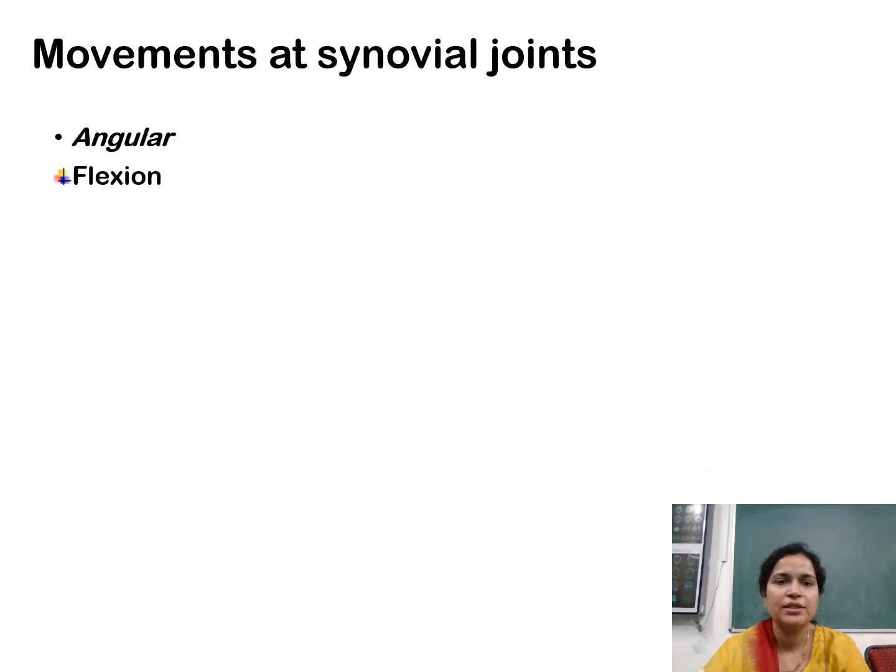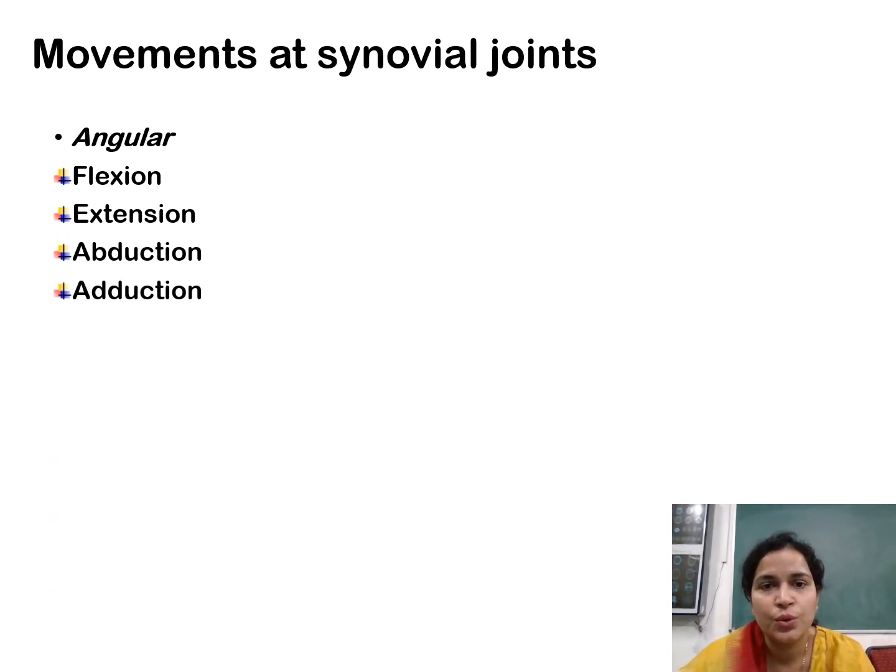Now, angular movements: flexion, extension, abduction, adduction. How many types of movements take place at the synovial joint? Angular movements: decrease in the angle between the bony surfaces is called flexion. Increase in the angle is extension. Any part moving away from the body is abduction. Any part moving towards the body is adduction.